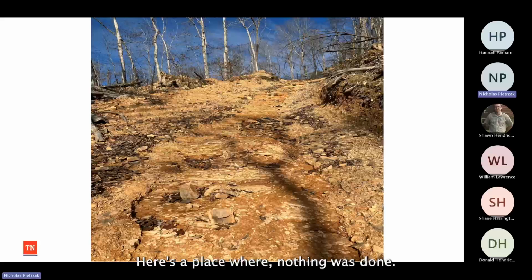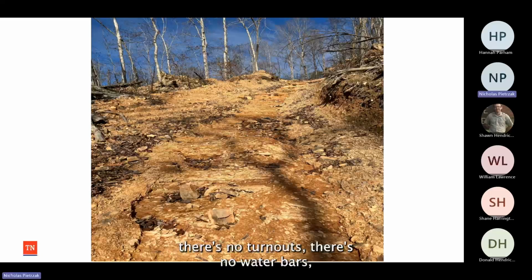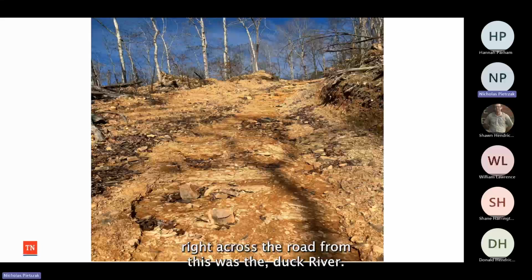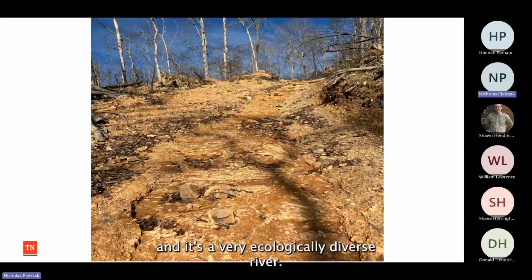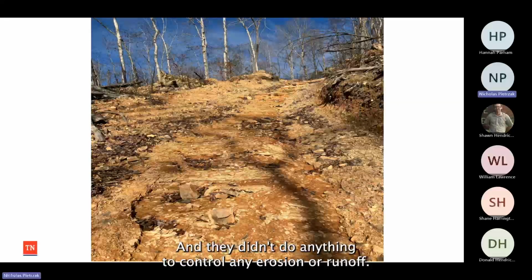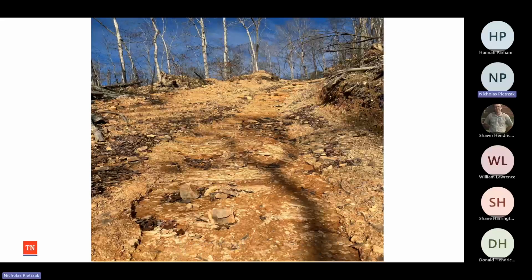Here's a place where nothing was done. There's no turnouts, there's no water bars of any kind, no slash bars or dirt bars, no dips, no nothing really. Right across the road from this was the Duck River, and it's a very ecologically diverse river, and environmentally important. And they didn't do anything to control any erosion or runoff. So if anyone wants to say in the chat, what they think could have been done and what needs to be done to fix this.